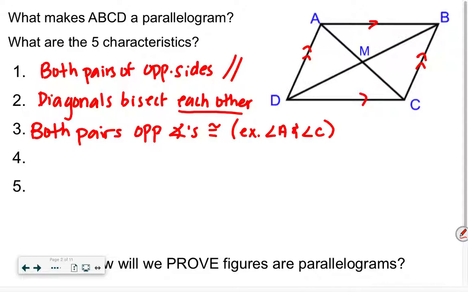Savannah? Very good. The consecutive angles equal 180, or are supplementary, however you want to word it. There's one more. I feel like we're missing one of the easy ones. What else is true about the opposite sides, you guys? They're parallel and also, Michaela? Congruent. Just like a rectangle. Oh, I did it again. Both pairs of opposite sides are congruent.